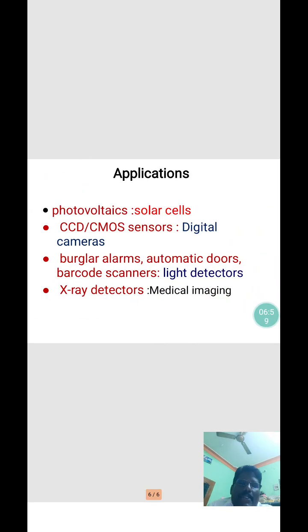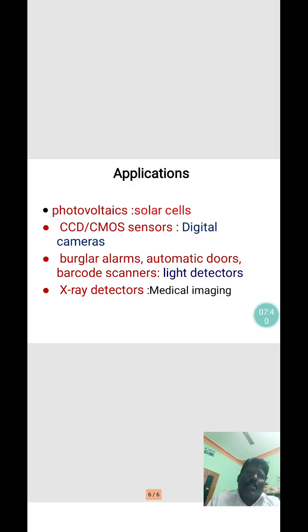So, applications of the photoelectric effect. The photoelectric effect is used in solar cells like photovoltaic cells, digital cameras, CCD and CMOS sensors, light detectors, burglar alarms, automatic doors, barcode scanners, etc. Also X-ray detectors and medical imaging.